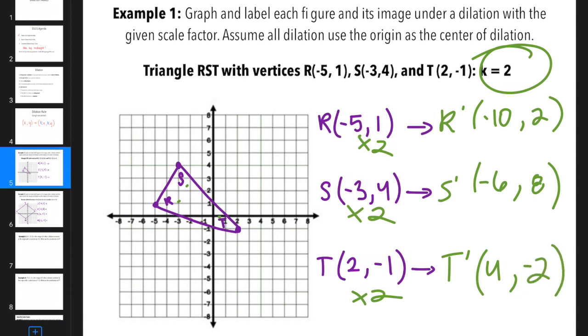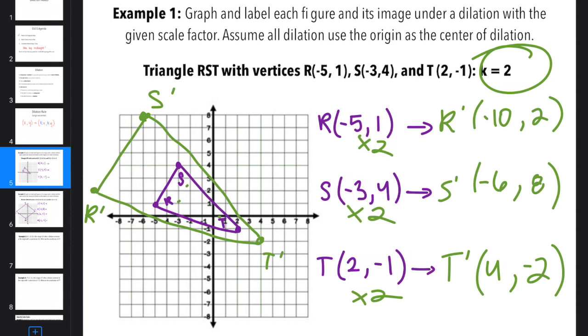Now, it's time to graph. For R prime, -10, I'm going to go off my graph and go up 2. S prime is going to be -6, up 8. T prime is going to be 4, down 2. Oh, I messed up, that's S prime. Yes. Okay, now it's a matter of connecting those points, which is the challenge without a ruler. And there you have it.